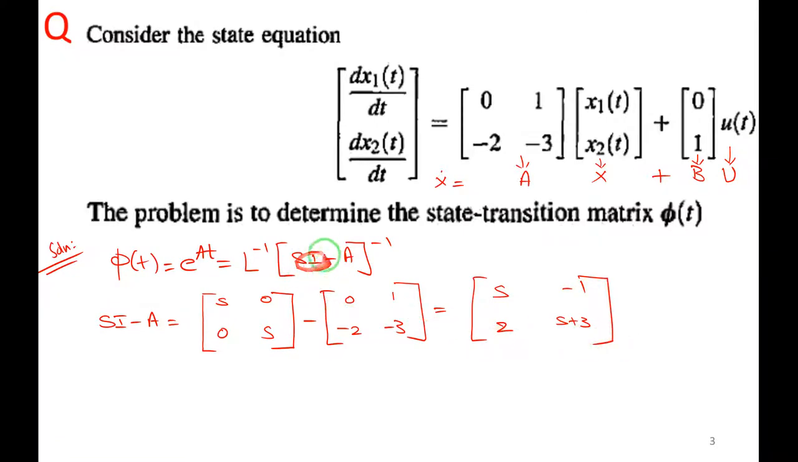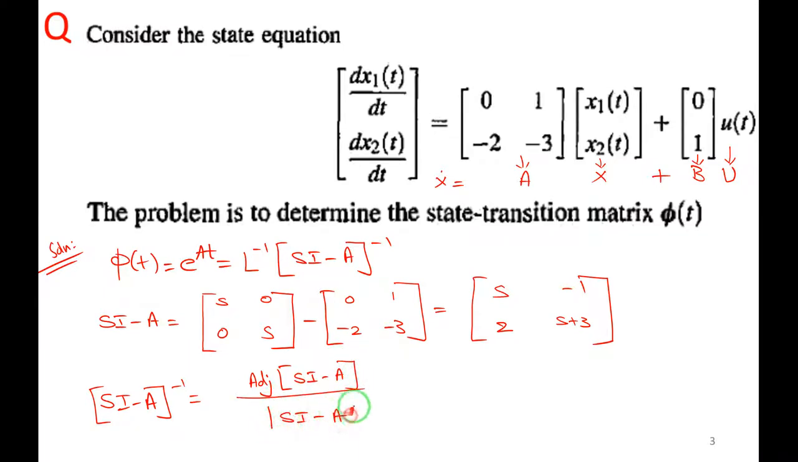Next, it is asked to calculate (sI minus A) whole inverse. Then we have to take the Laplace inverse. First, we will find (sI minus A) whole inverse. We know the formula: the inverse of a given matrix is the adjoint of the matrix sI minus A divided by the determinant of the matrix sI minus A. So first we will find the adjoint, then the determinant of the given matrix, then we will obtain the inverse of the matrix. First we will find the adjoint of sI minus A.